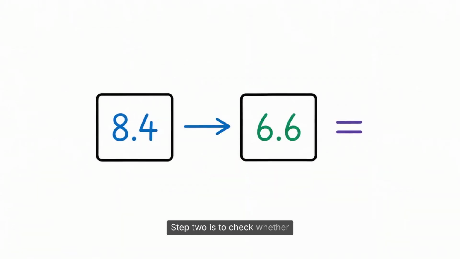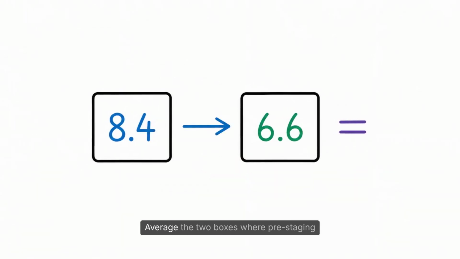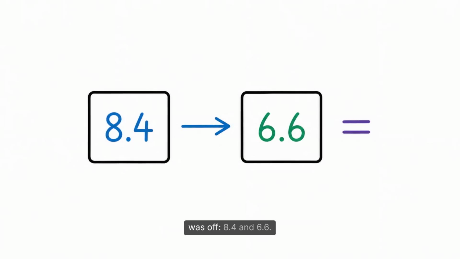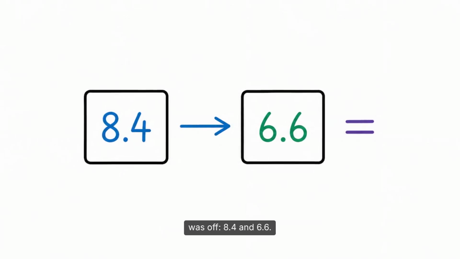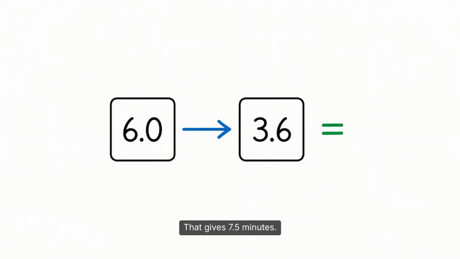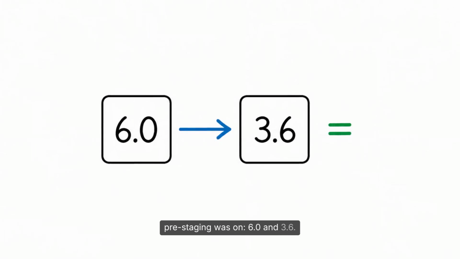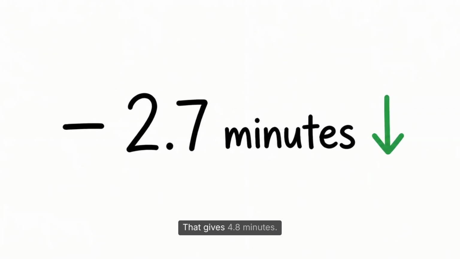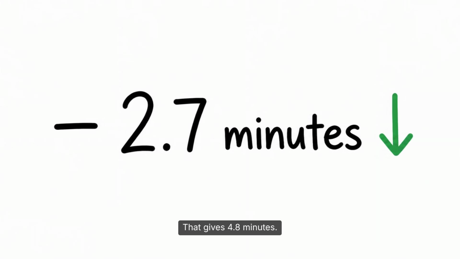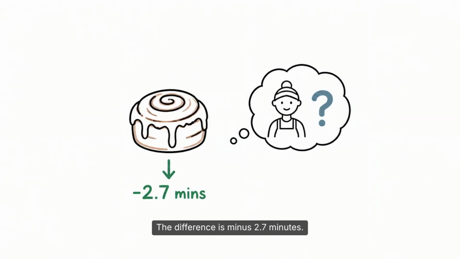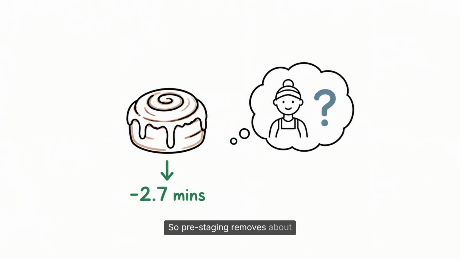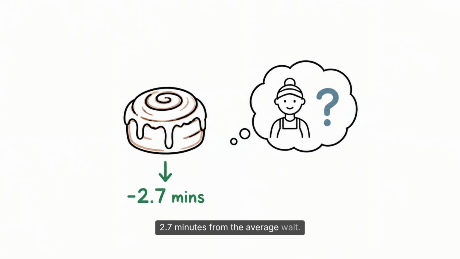Step 2 is to check whether pre-staging works on its own. Average the 2 boxes where pre-staging was off, 8.4 and 6.6. That gives 7.5 minutes. Then, average the 2 boxes where pre-staging was on, 6.0 and 3.6. That gives 4.8 minutes. The difference is minus 2.7 minutes. So, pre-staging removes about 2.7 minutes from the average wait.